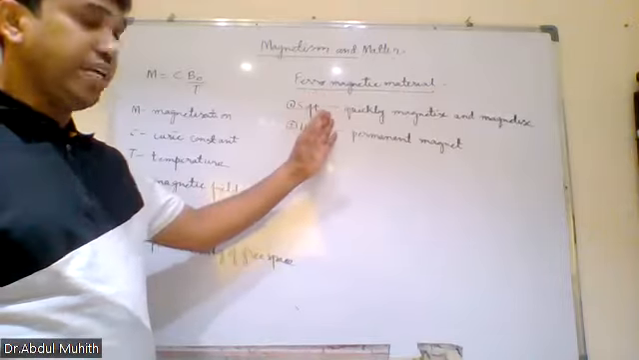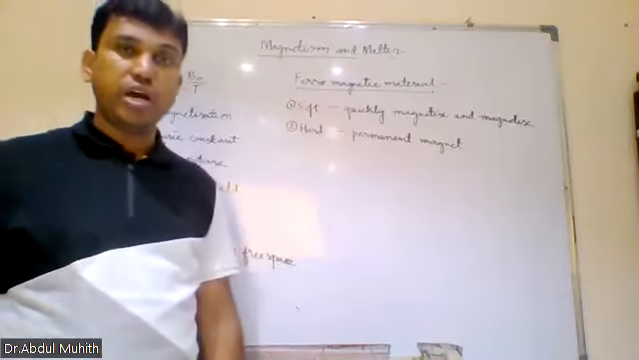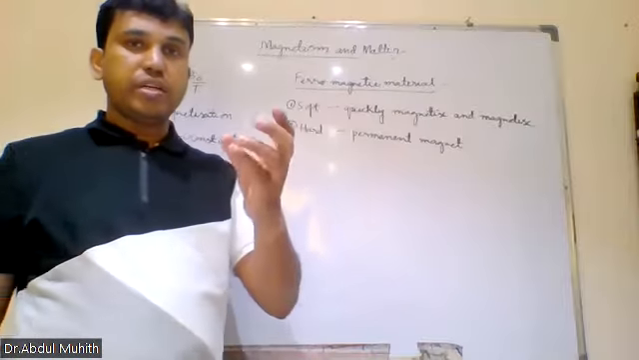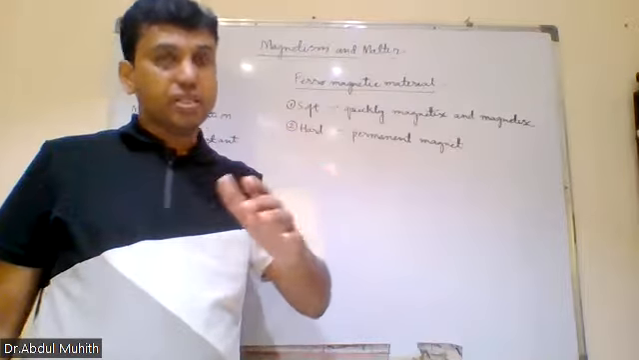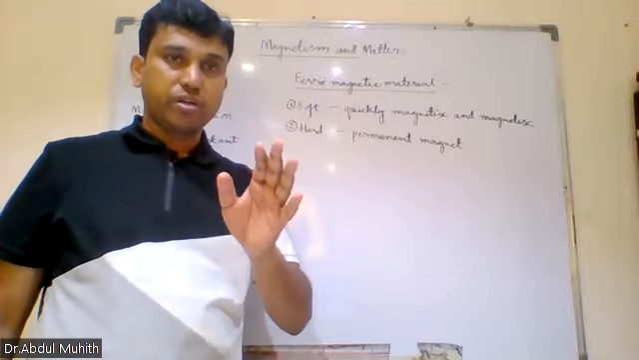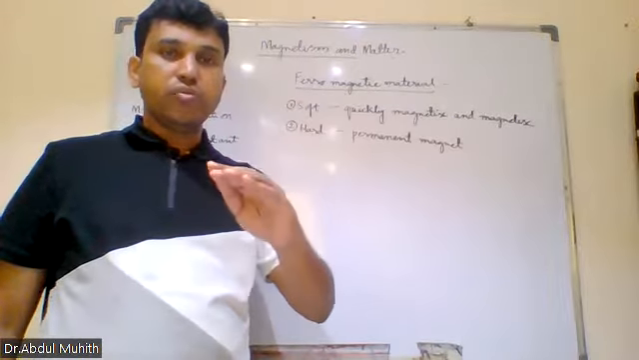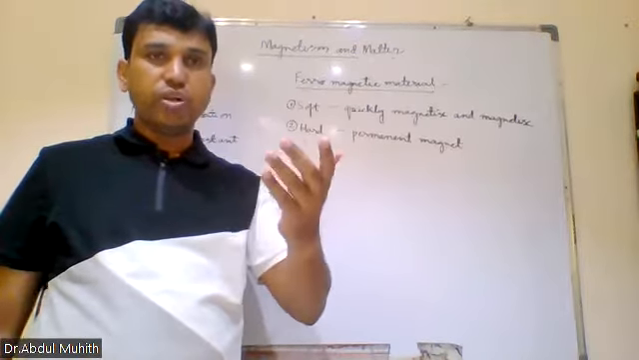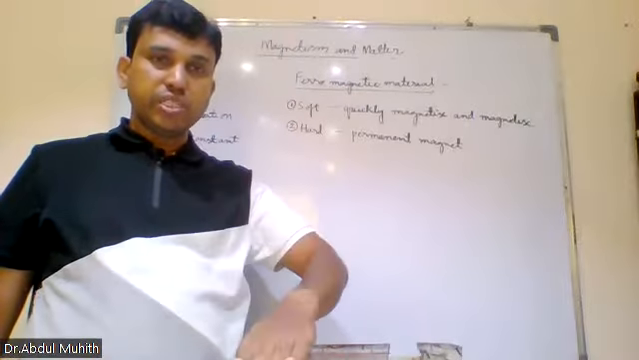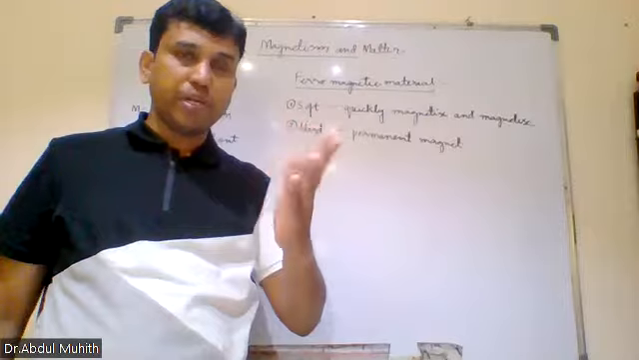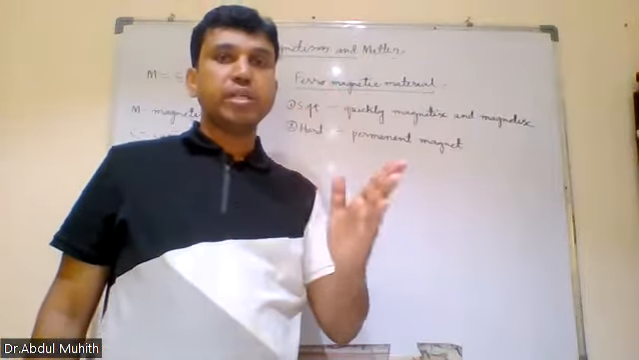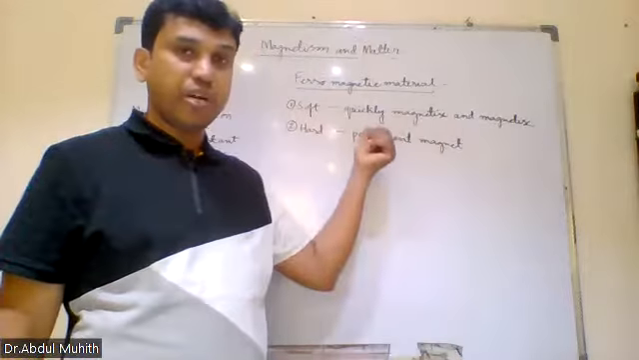Where do we need a soft magnetic material and where do we need a hard magnetic material? Soft magnetic materials quickly magnetize and quickly demagnetize. The best example is a transformer. To increase or decrease the voltage, we need a transformer. In a transformer, what is happening? It is magnetizing and demagnetizing very fast, so we need a soft magnetic material.